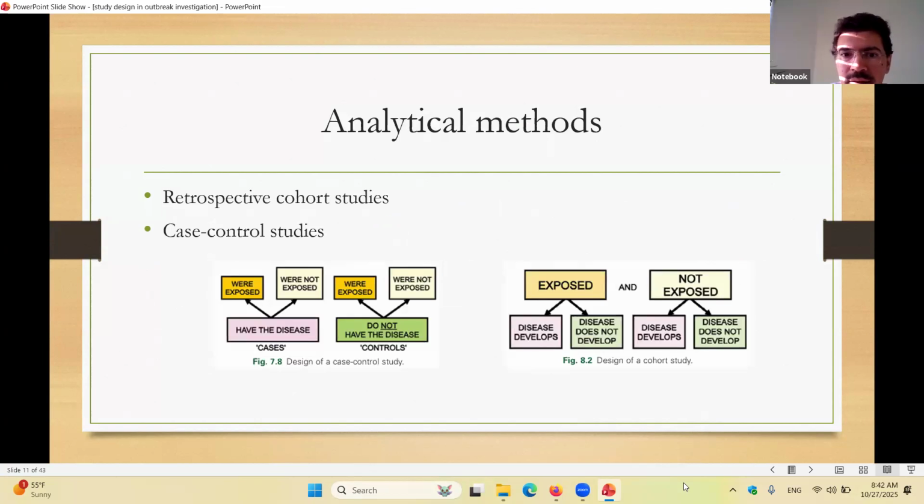So I gave you information regarding descriptive methods in outbreak investigation, and now I will give you analytical methods in the outbreak investigation.